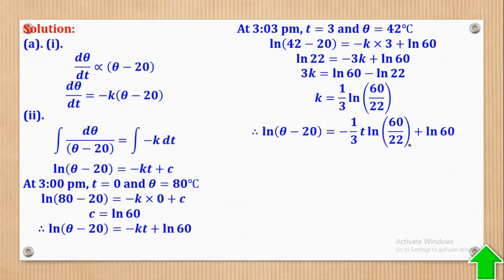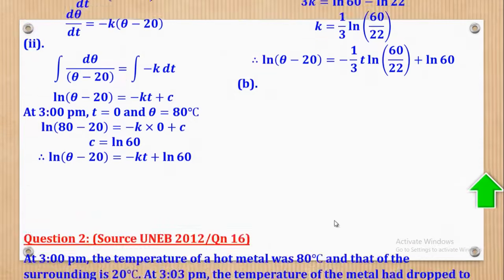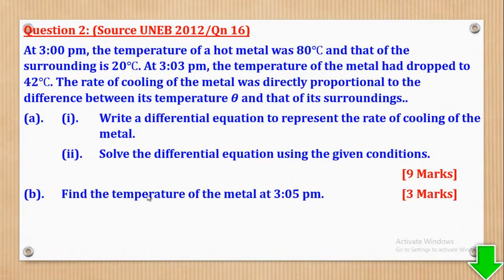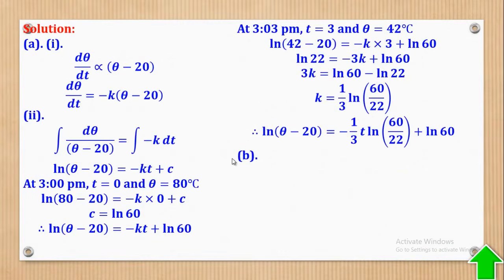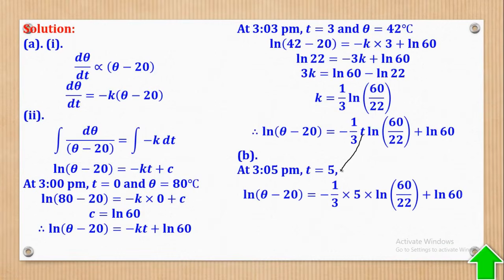And now that I've solved it, I can answer the question which was asked in part B. Now in part B they said, find the temperature of the metal at 3:05 p.m. That means that t is equal to 5 minutes. Therefore, when t is equal to 5, substitute for t here, which is that, and remain with only theta as the only unknown.